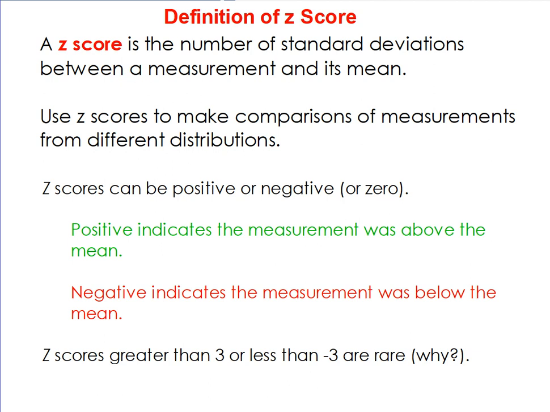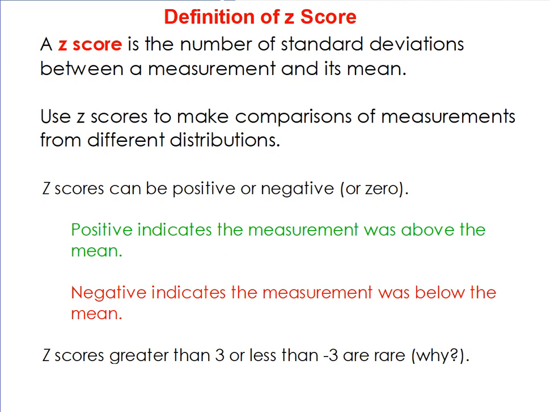A z-score is a number of standard deviations between a measurement and its mean. The z-score is used to make comparisons of measurements from different distributions. Z-scores can be positive, negative, or zero. Zero means they're smack dab in the middle. Positive indicates that the measurement was above the mean. Negative indicates that the measurement was below the mean.